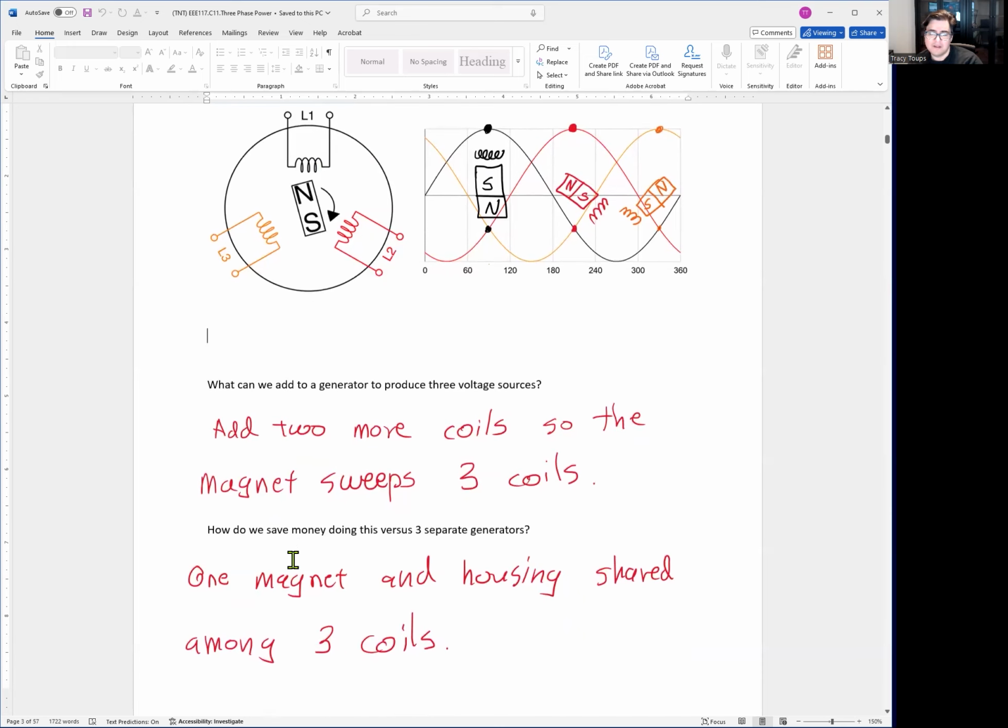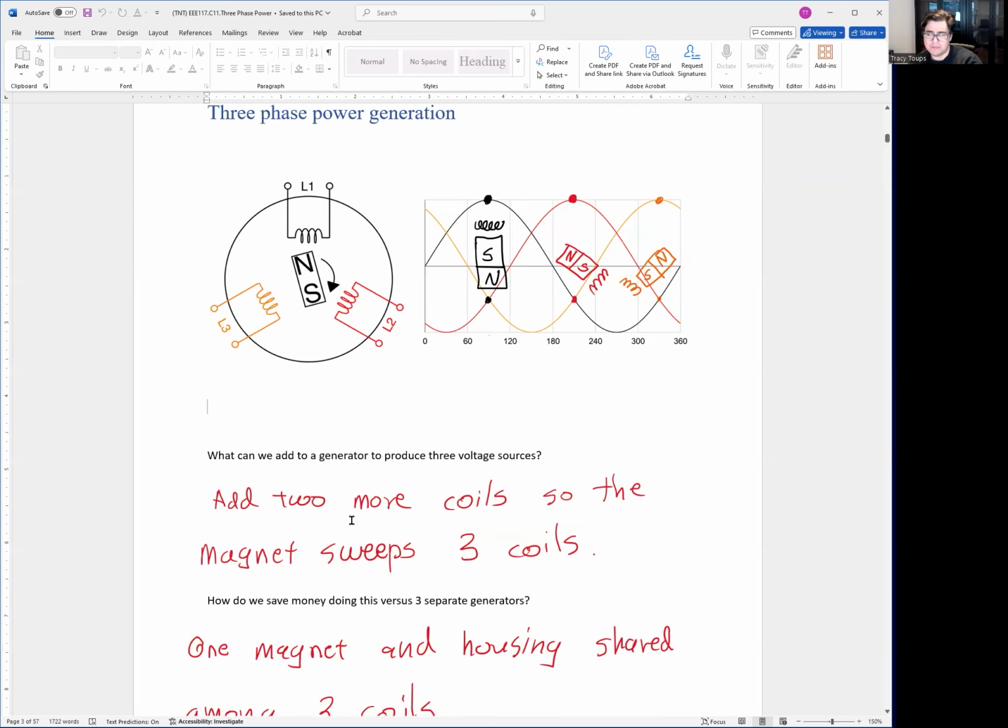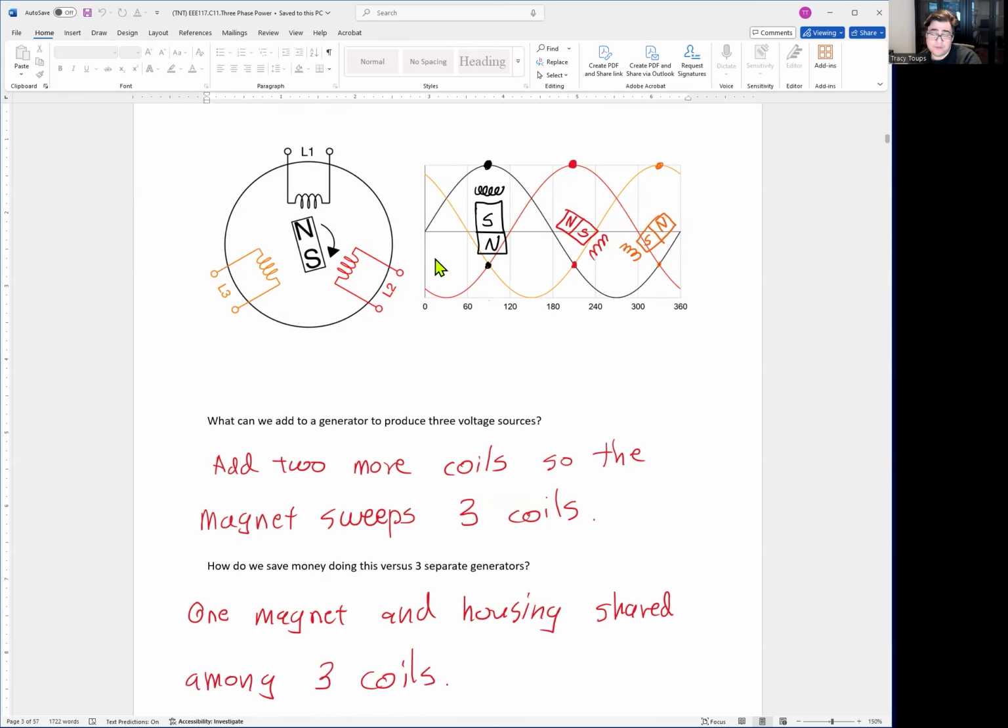All right. So how do we save money? So what can we do to add generator? We already did that. Add 2 more coils, so the magnet sweeps 3 coils. How do we save money doing this versus 3 separate generators? Because technically you would have 3 separate housings. 1 magnet and housing is shared among 3 coils. We save a lot of money. I don't want to spend extra money buying 2 more pieces of metal and casings, plus the room in the warehouse, right? So there's some advantage to keeping everything in 1 big piece of equipment. So honestly, the whole world runs off of 3-phase generators.